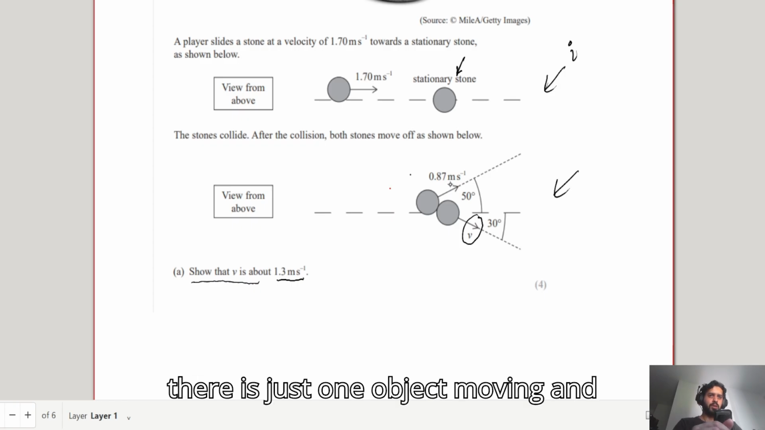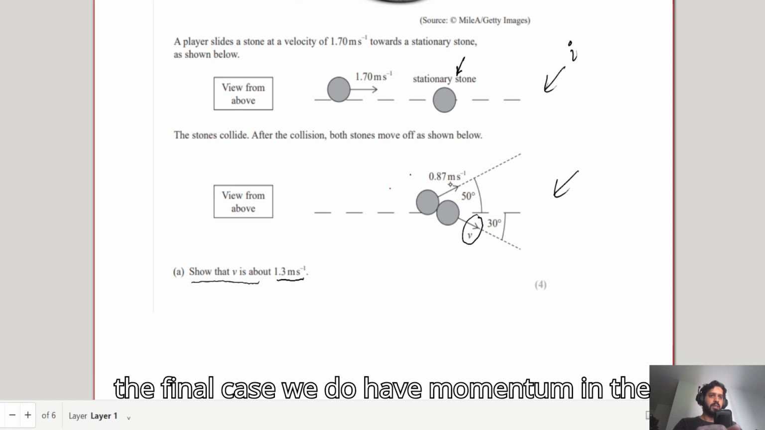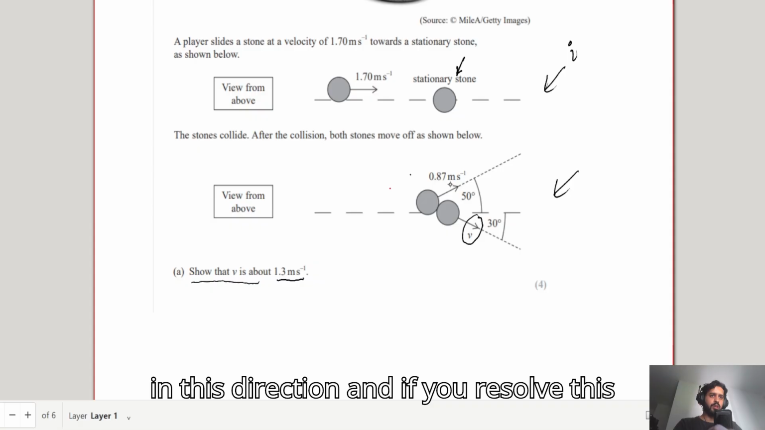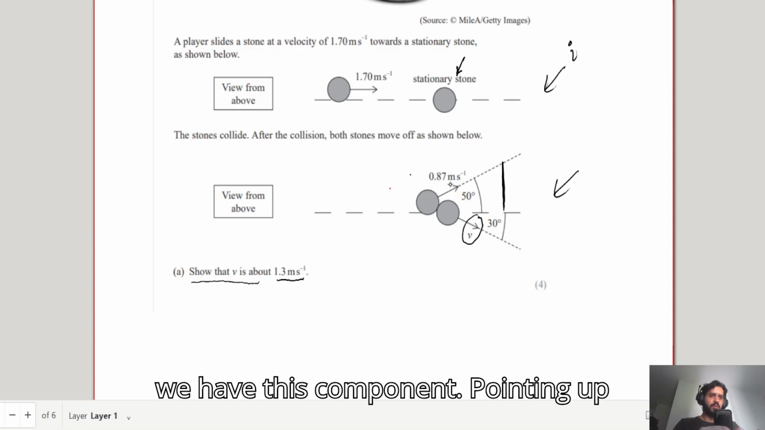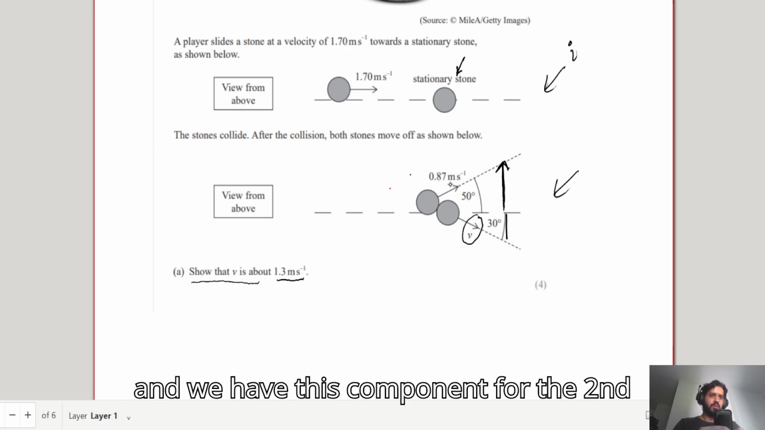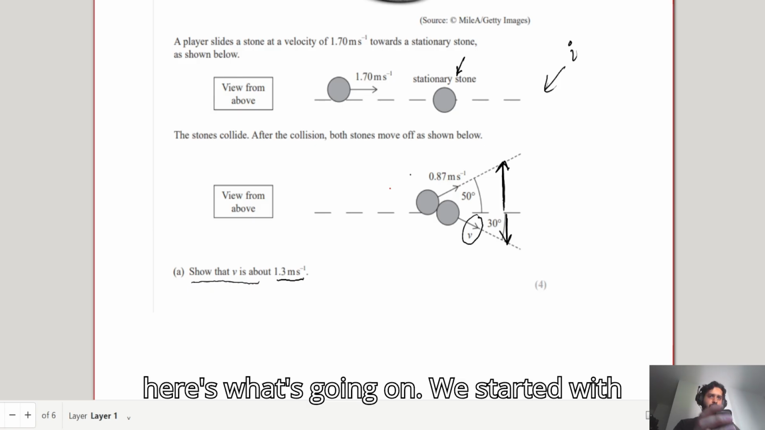So there is just one object moving and momentum is in the x direction. Now, in the final case, we do have momentum in the y direction. So the velocity is pointing in this direction. And if you resolve this in terms of components, you will see that we have this component pointing up, and we have this component for the second vector pointing down. So here's what's going on.